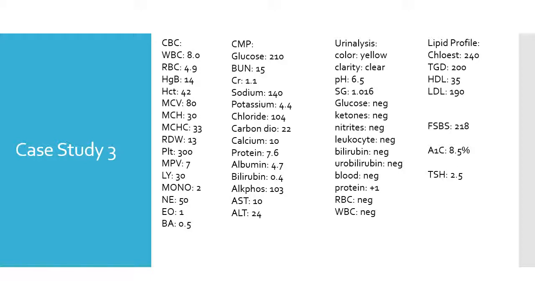Here's his laboratory data from the previous visit for you to review with the patient. What do you notice about this data? Which elements are concerning for you? His UA shows some protein, his cholesterol is elevated, his fasting blood sugar is elevated, and his A1C is elevated.